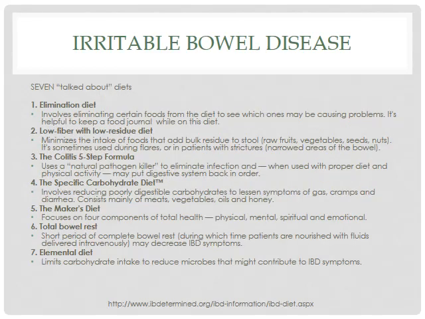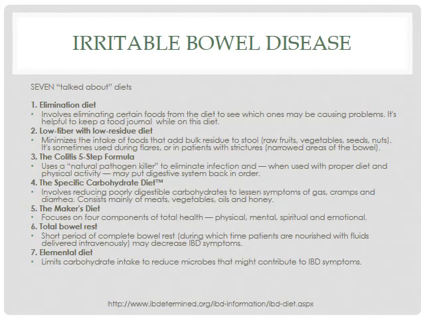And finally, we'll talk about the 7 talked about diets for inflammatory bowel disease. First is the elimination diet. It involves eliminating certain foods from the diet to see which ones may be causing problems. A food journal is helpful with this diet. Second is the low fiber with low residue diet. This minimizes the intake of foods that add bulk residue to stool, raw fruits, vegetables, seeds, and nuts. It is sometimes used during flares or in patients with strictures, narrowed areas of the bowel. It is also used for patients with diverticulitis, which is an infection in the colon.